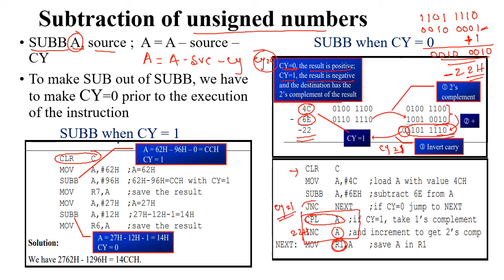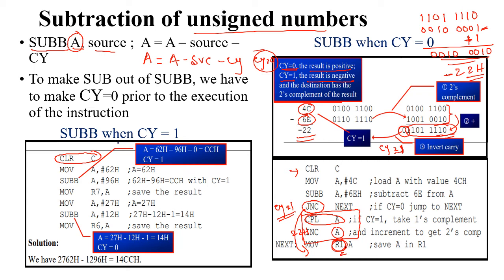So we have the instruction jump on no carry. If there is no carry, load the content present in the accumulator directly into the destination register. Else you need to complement it and increment the value. The result is in 2's complement, so you need to convert it into the original value and then load it into the R1 register.